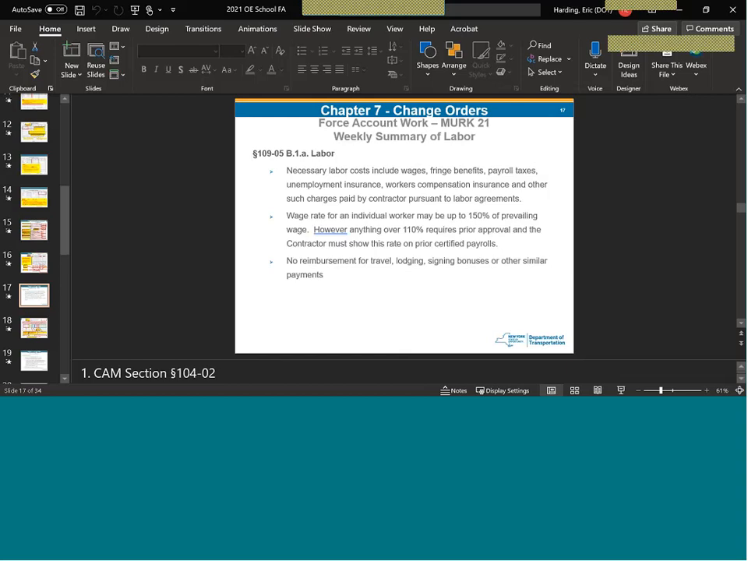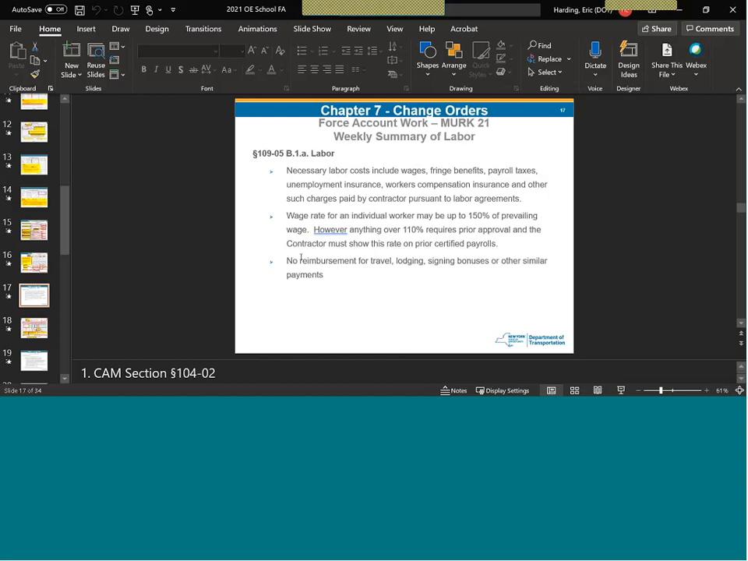And there may have been some confusion on comments I made about the wage rates for an individual worker. The spec allows for the wage rate of an individual worker to be up to 150% of the prevailing wage for that labor class. However, anything over 110% has to be prior approved.